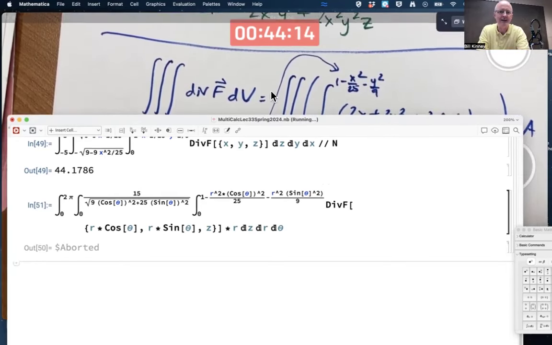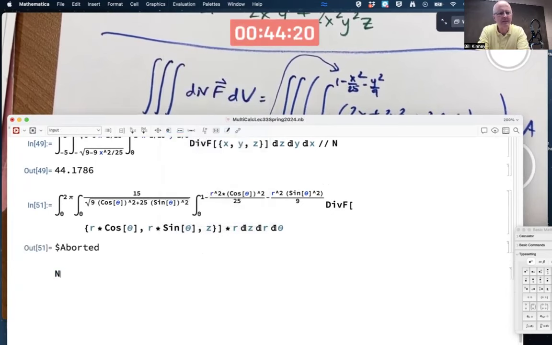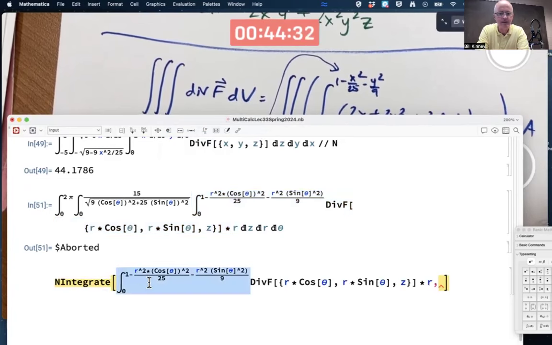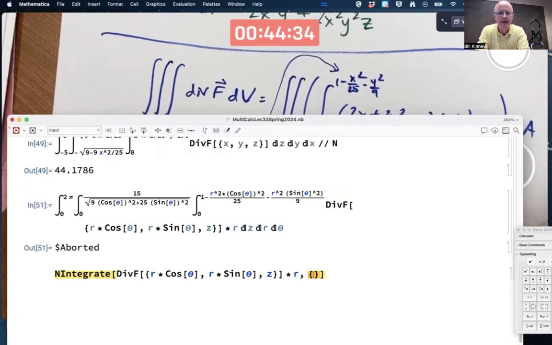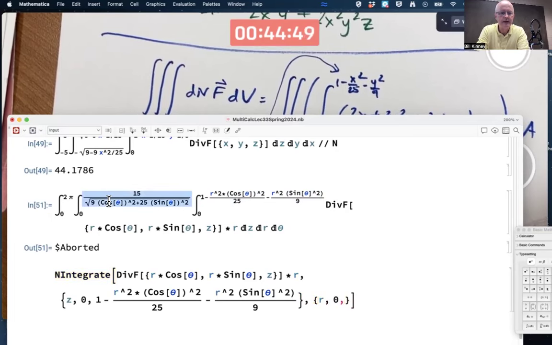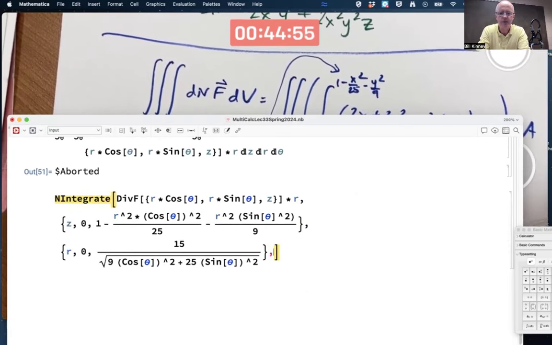Then I'll try and integrate it instead. Yeah, let's abort it. Hopefully I didn't make a mistake in all this, as you fixed one of my mistakes already. Let's try and integrate without an integral sign. Z goes from 0 to this. R goes from 0 to this. Theta goes from 0 to 2 pi.